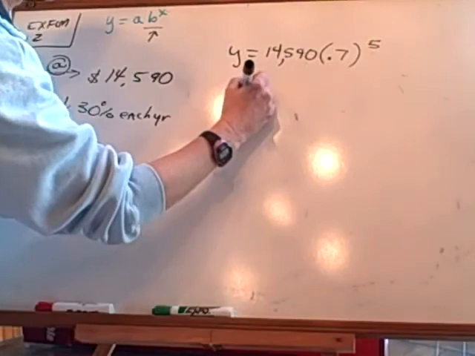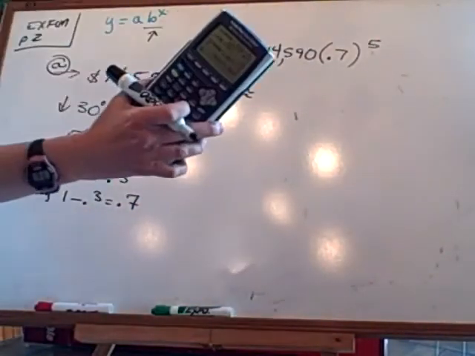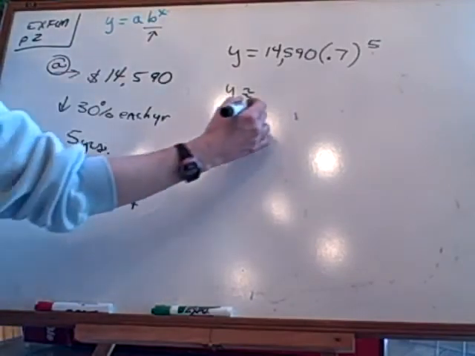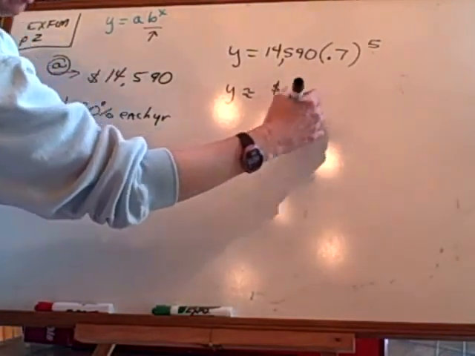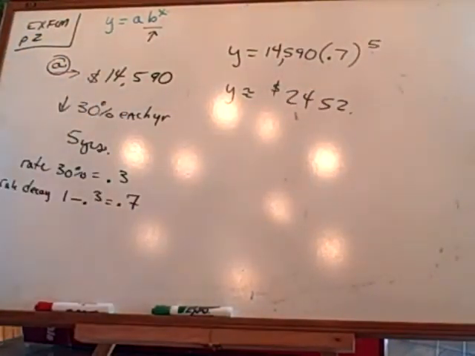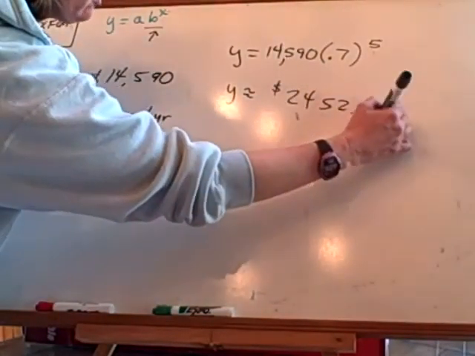Okay, so far so good. So when we plug this into our calculator, we're going to get 14,590 times 0.7 in parentheses, using my caret, raised to the 5th. I got, find the value of the car. It is just amazingly worth $2,452.14.